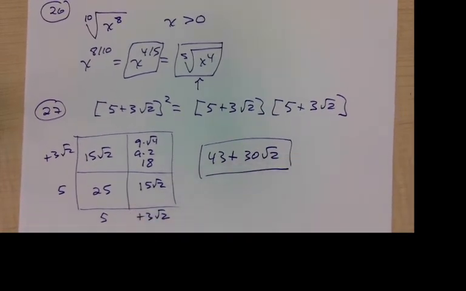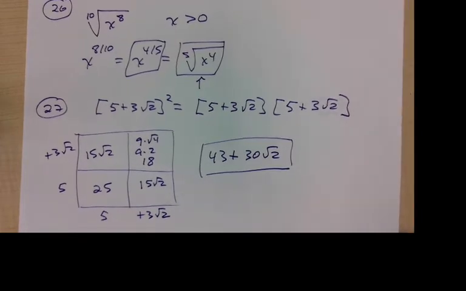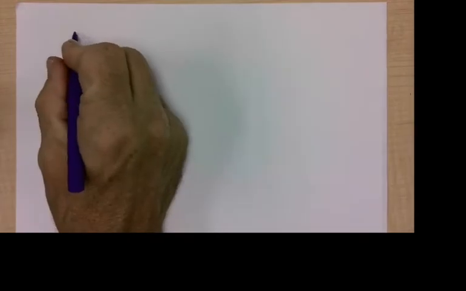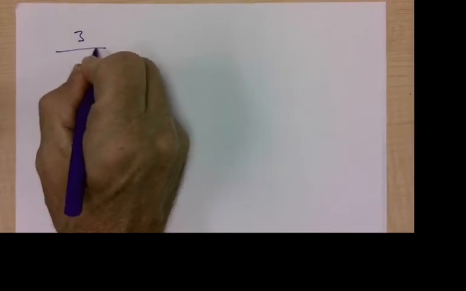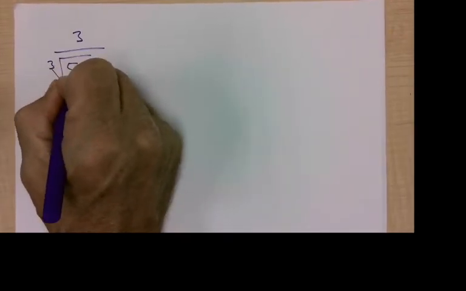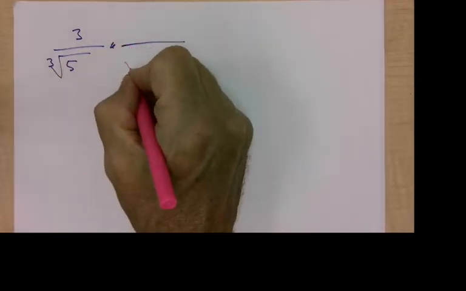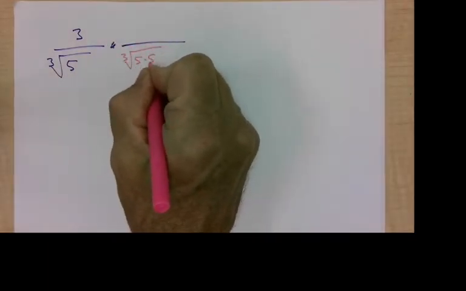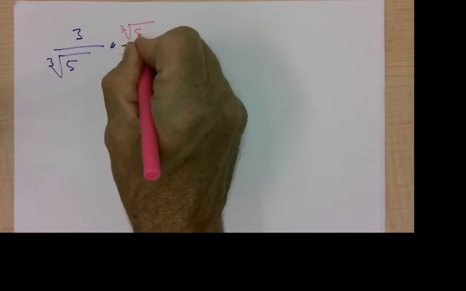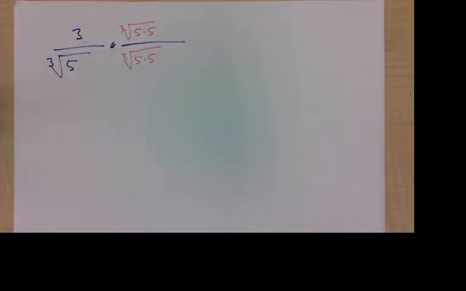28 asks me to rationalize a denominator. 28, I have 3 over the cube root of 5. Take a look at that. To rationalize the denominator, how many 5s do I need to undo a cube root? I need 3, so I have 1. I need 2 more. So multiply by the cube root of 5 times 5 on the bottom, multiply by the cube root of 5 times 5 on the top to eliminate my cube root.